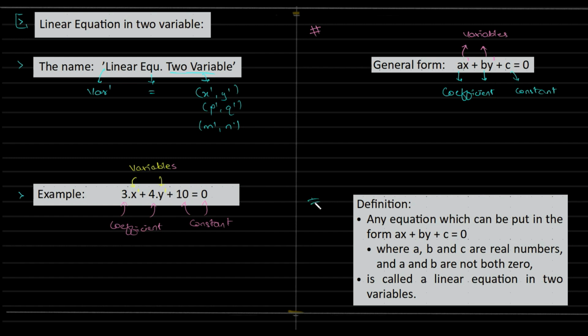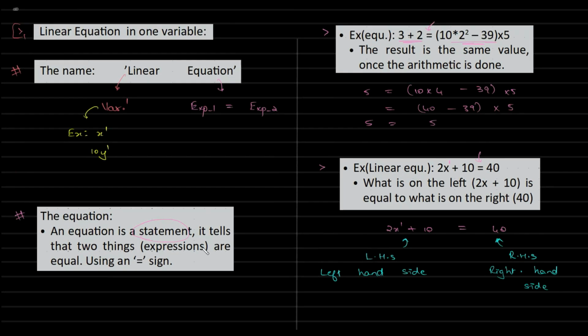And to define this, any equation which can be put in the form of ax plus by plus c is equal to 0, where a, b, c are real numbers and a and b are not both 0, is called a linear equation in two variables. Okay, so this is your linear equation in two variables. Now make a note of both of this.